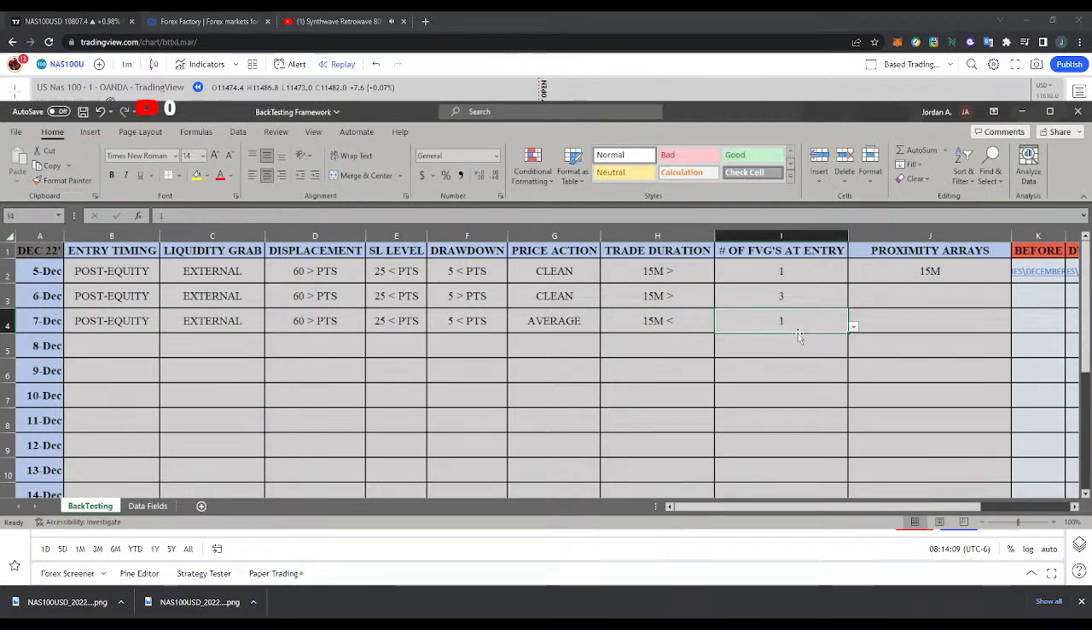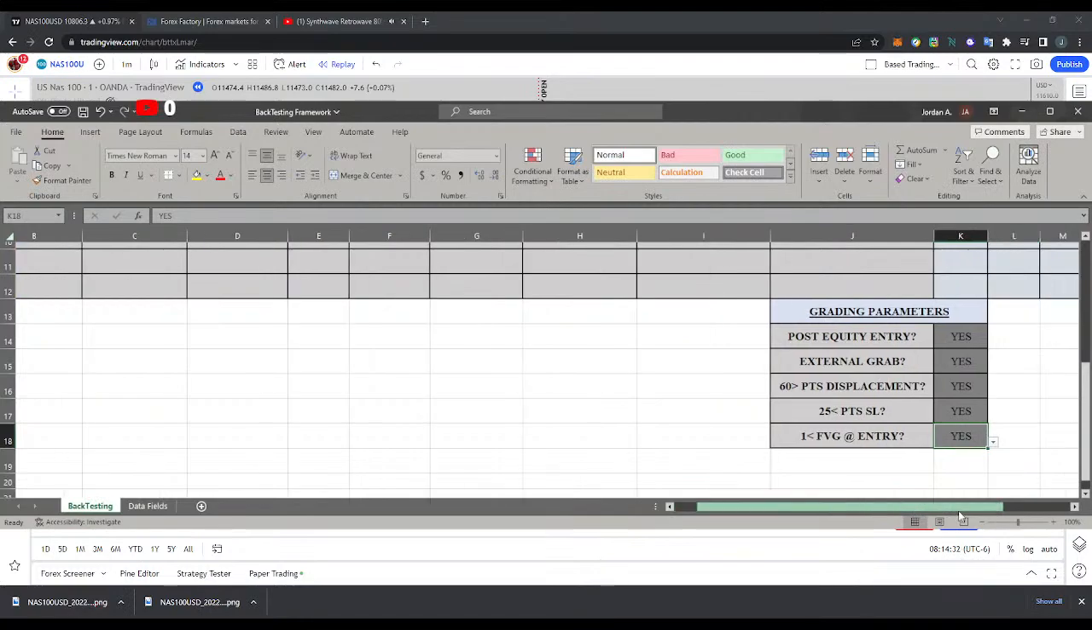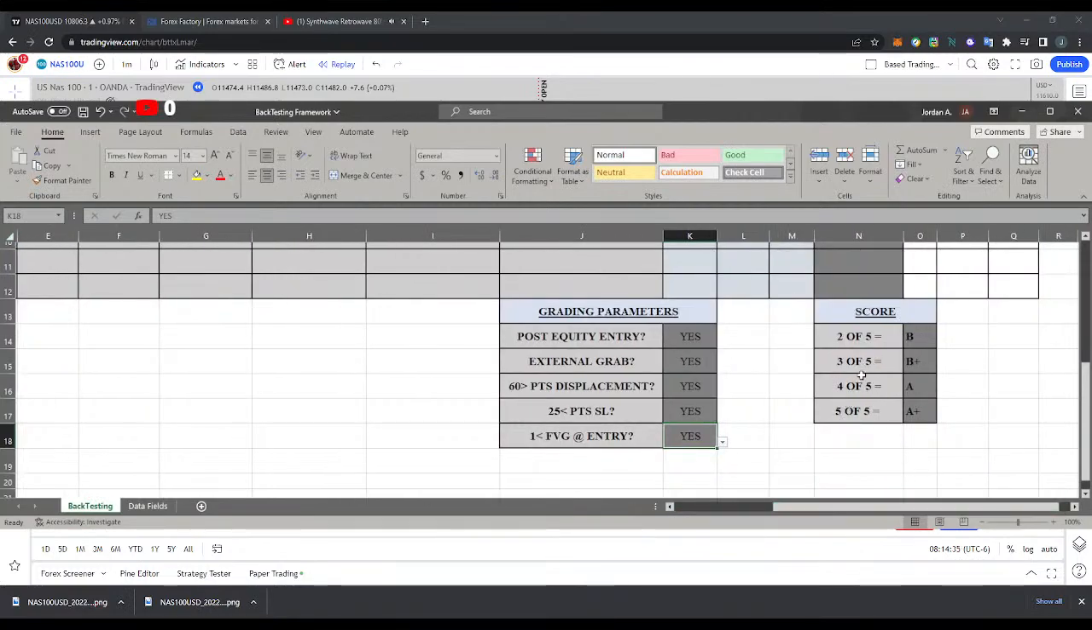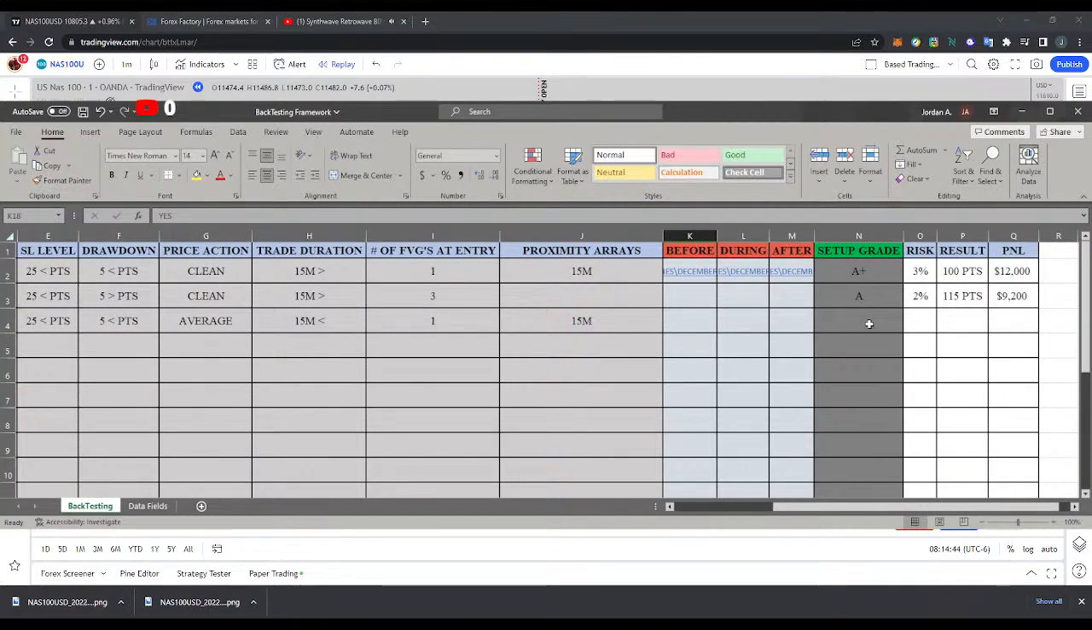One fair value gap at entry. Yes, there was a 15-minute breaker as a proximity array. So if we scroll down, we have a post equity entry, external grab, more than 60 points. So this would have been an A+ setup from a technical standpoint, but because there was so much movement in the London session, we would probably want to downgrade this to a B, just to be safe. In a live environment, that's what I would have done as a trader. So let's call this a B, which means we would have risked 1.5%.